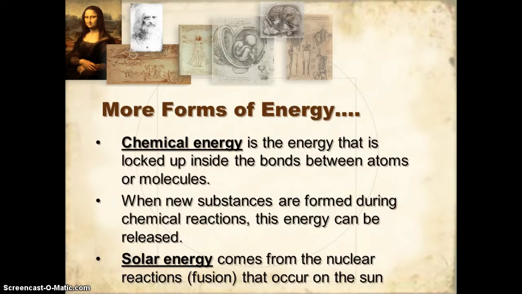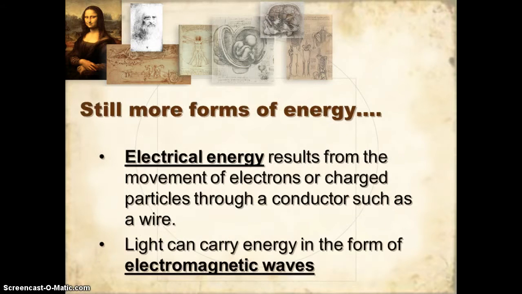Chemical energy is energy that is locked up inside the bonds between atoms and molecules, okay? So when you eat your food, when you digest the food, you get chemical energy from breaking the bonds. When new substances are formed during chemical reactions, this energy can be released. Okay? Solar energy comes from the nuclear reactions, fusion, that occur on the sun.